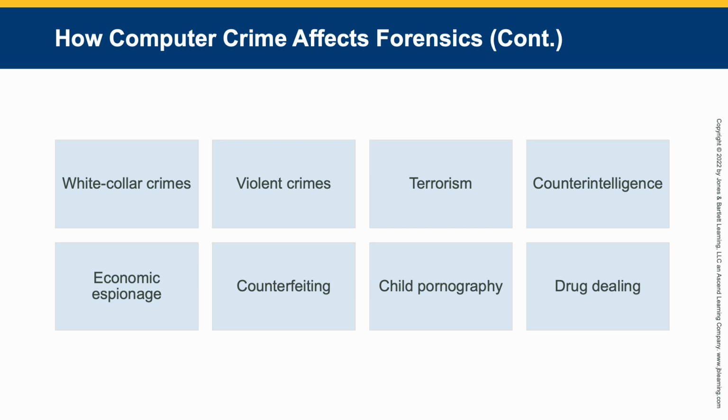How do computer crimes affect forensics? There can be white-collar crimes, warrant crimes, terrorism, counterintelligence, economic espionage, counterfeiting, child pornography, and drug dealing, and the list can go on. I would suggest you read these topics in depth so you understand. If you're in the computer forensics area, you must know the back-end context when you are called for some sort of forensics job that you have to perform.